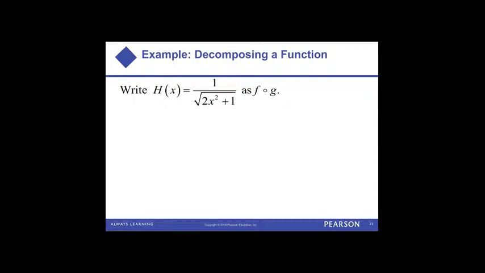So there are multiple correct answers here. I'm just going to show one correct answer. It kind of helps if you think about, okay, what could be a potential inside function? So let g of x be 2x squared plus 1. Again, there are several correct results here. Then let f of x be 1 over the square root of x. All right? So then if we said f compose g, if we put g inside of f, then we should get h.